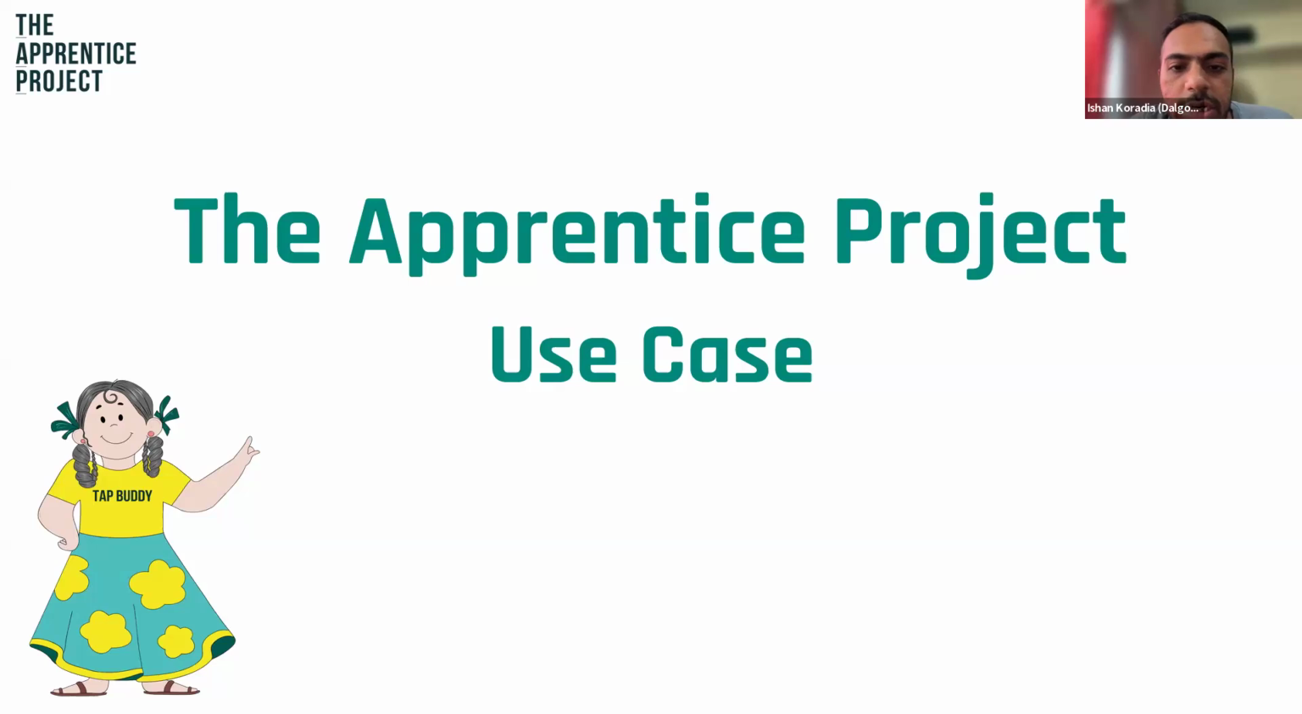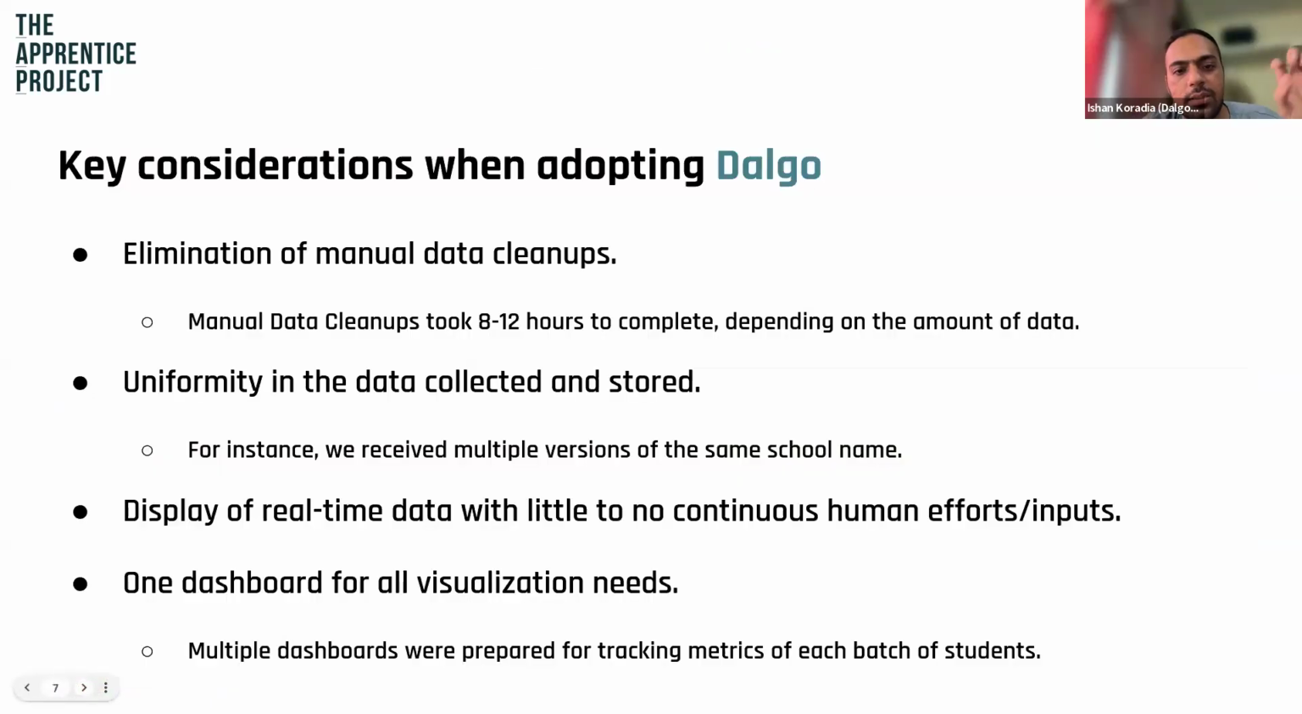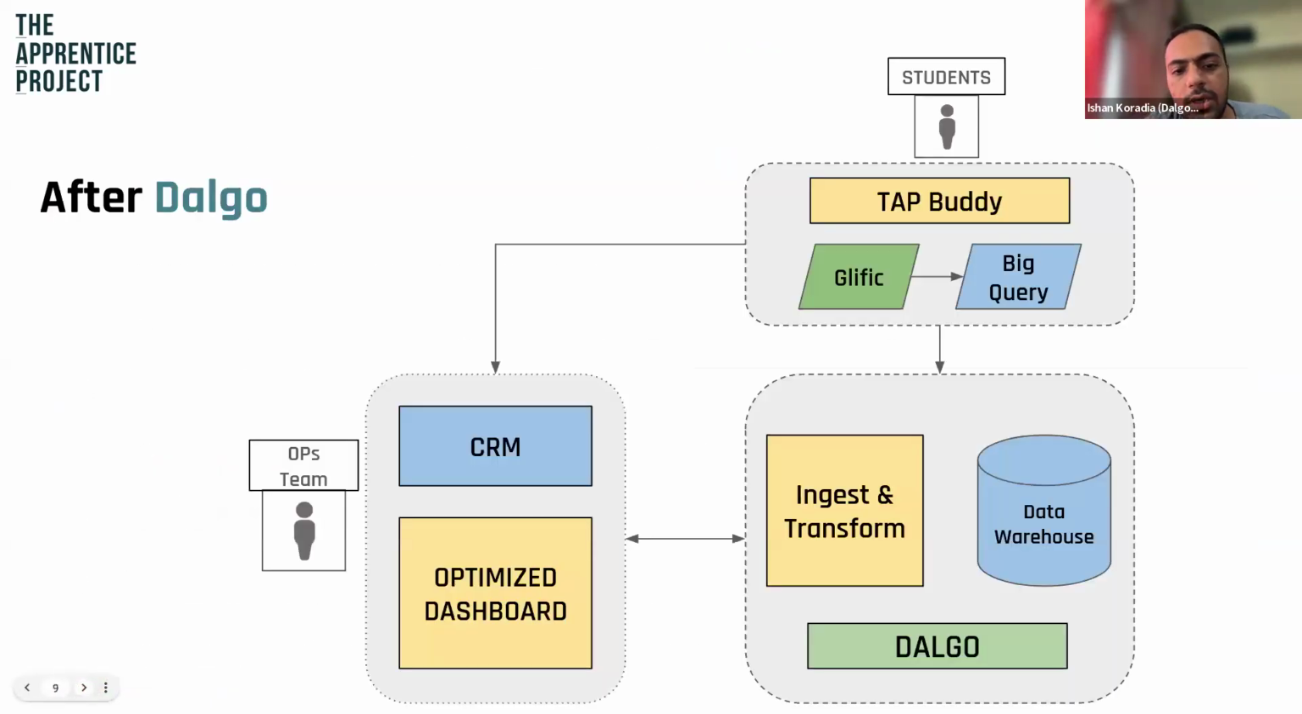Yes, I think you're almost right. In the case of TAP, they had the CRM and then they had the chatbot. Can you move to the flowchart slide, where Dalgo is there, student is there, and then teachers? This one. So it pulls data from your multiple sources. Here, TAP has two sources: one is the chatbot data, and another is the CRM that they set up in house.